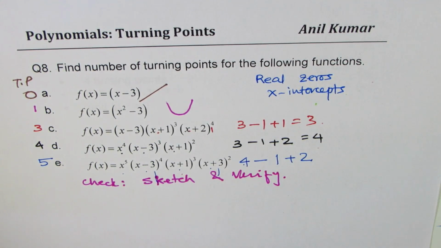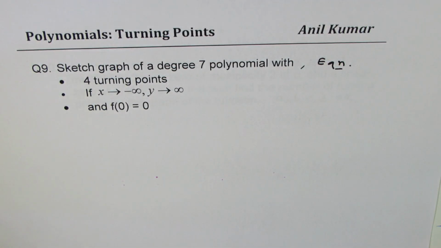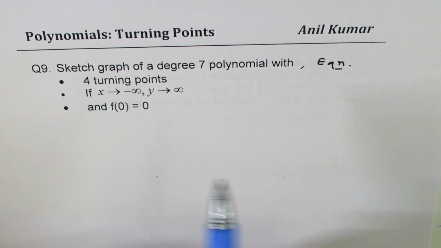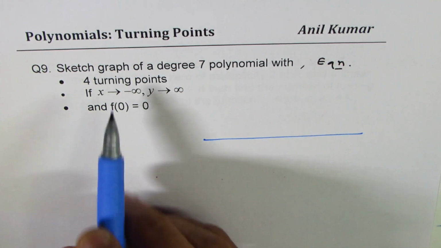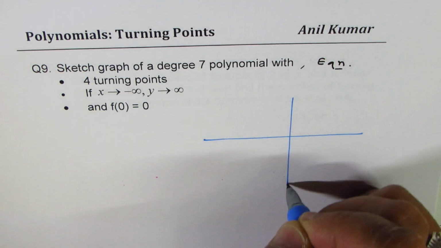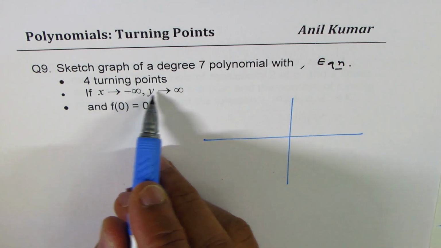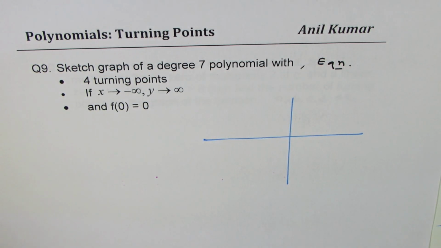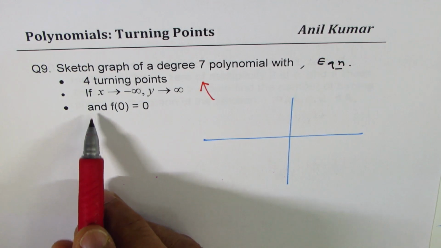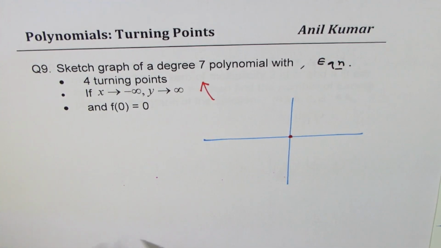Perfect. Now let's get into the last 2 questions. Question number 9. Sketch graph of degree 7 polynomial with these conditions, right? So let's sketch 4 turning points, and it also says as x approaches minus infinity, y approaches positive infinity. That means this side, right? So that is. And then f of 0 is 0. It has to go through origin also.